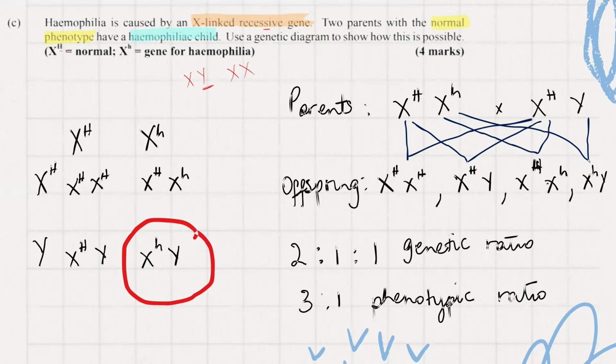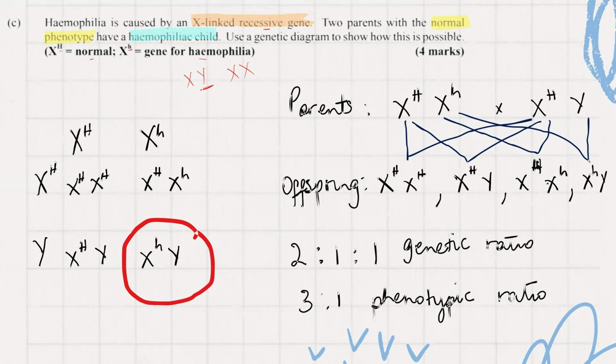Hemophilia, we use the H as the letter there. Capital H represents normal, so the dominant is normal. The recessive allele is the gene for hemophilia. So same thing as we did before, we set up our Punnett square. We have the male and the female, or the mother and the father. But what we have to figure out is, if the 2 of them are normal, if they have a normal phenotype, where does the hemophiliac child come from?